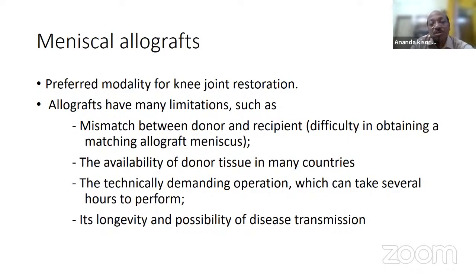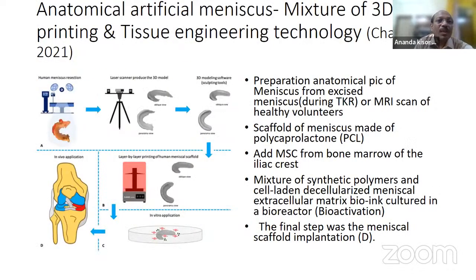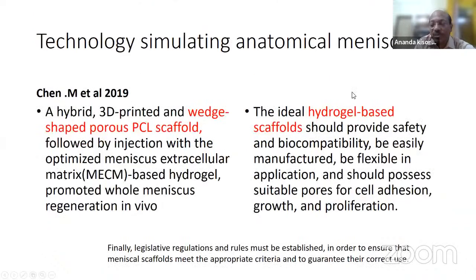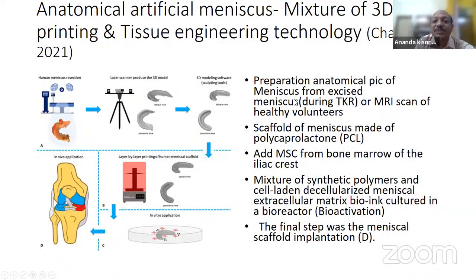It's a question: how to prepare an anatomically artificial meniscus. These following steps are used. First is the preparation of the anatomical picture of the meniscus, which can be taken from the excised meniscus during TKR or from the MRI scan of healthy volunteers. So this picture is taken first.